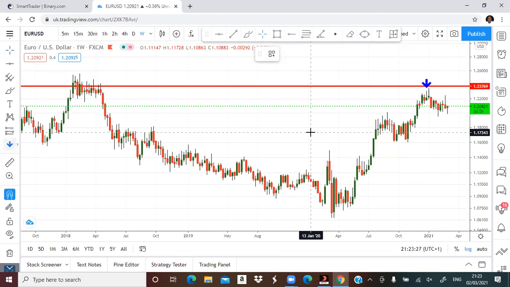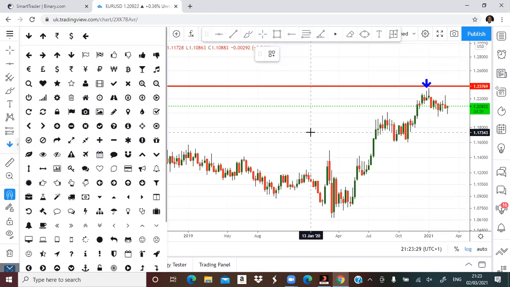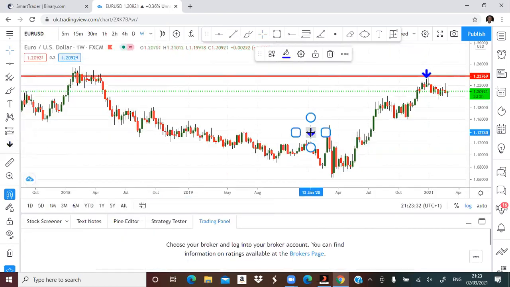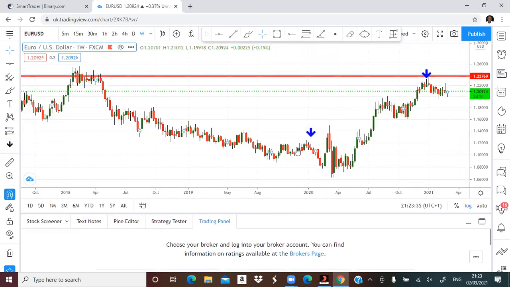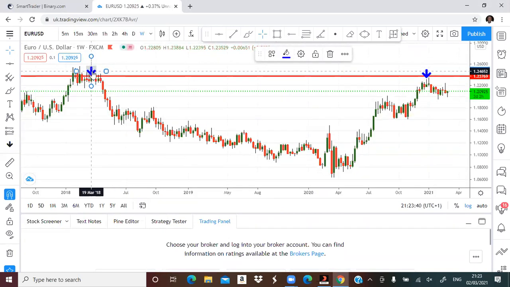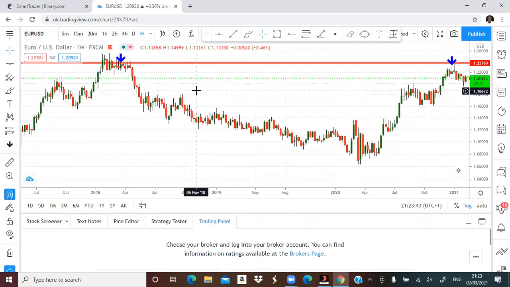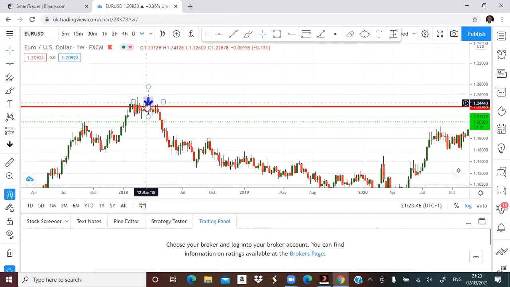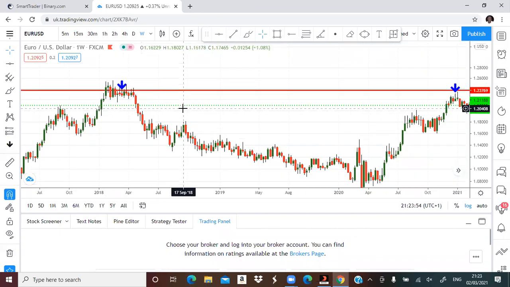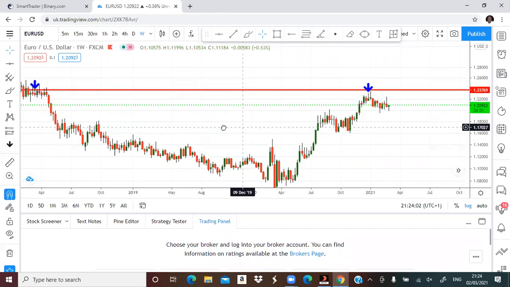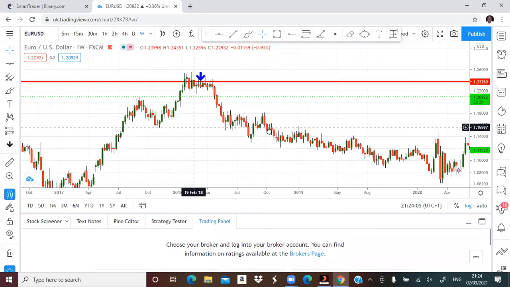Now, this is another zone. Will you agree with me, look at what price did? This was March 12, 2018. March 12, 2018, price was here, you know. How to know this turning point is about history. You want to know the past. As a support and resistance trader, your goal is to know the history of the market.